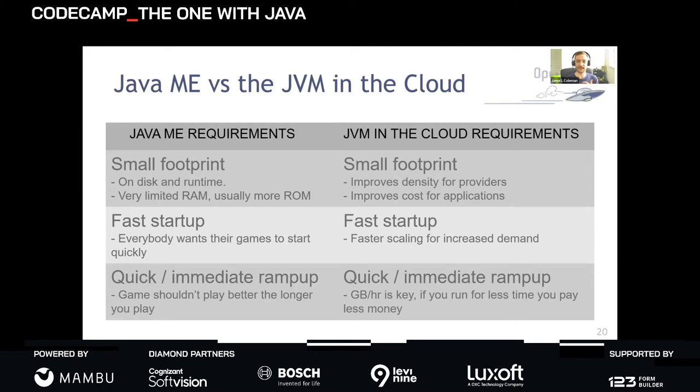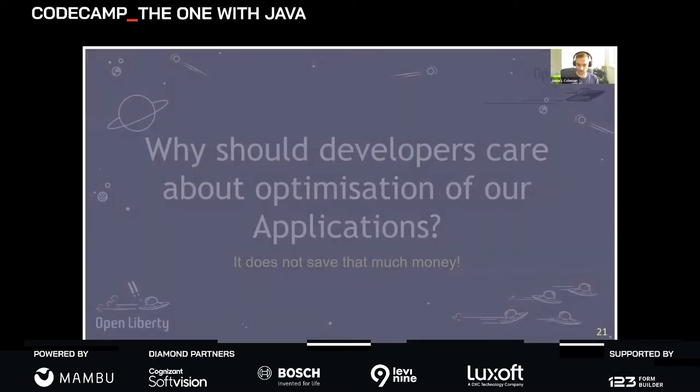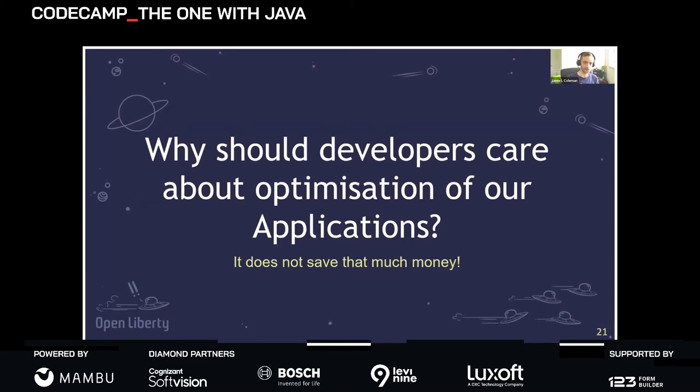The only difference now is we have unlimited resources essentially with the cloud, whereas with Java ME, we were limited by the resources, whereas now we're not. Now we're limited by money and essentially our conscience of not trying to spend too much and use too much electricity. So why should developers care about optimizing our applications?